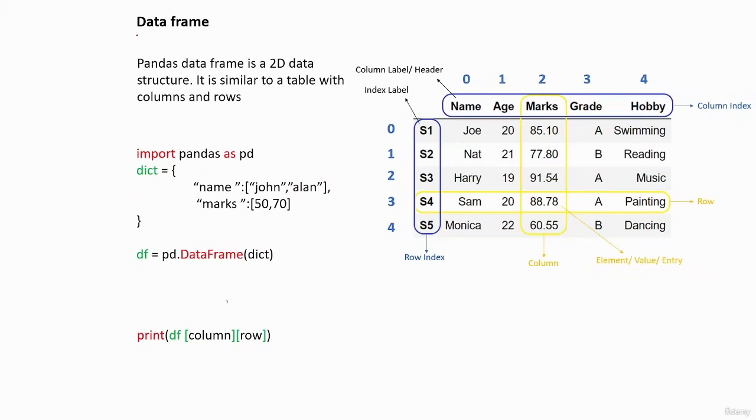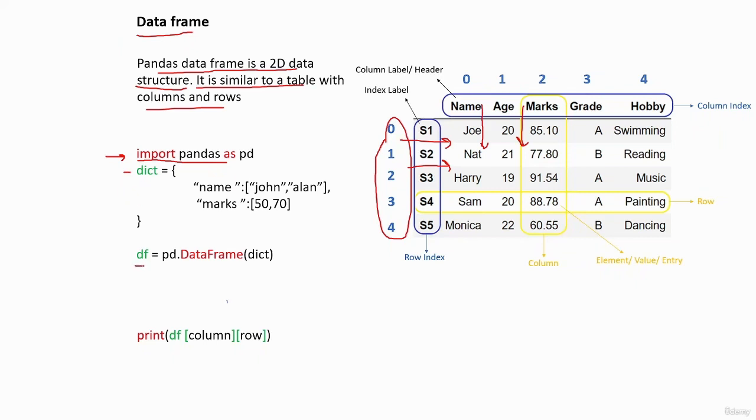Now let us talk about Pandas data frames. Pandas data frame is a 2D data structure. It is similar to a table with rows and columns. You can see these are the columns and these are the rows. Each row has an index. We have to import Pandas in the beginning of the code. Then I have created a dictionary instead of a list.